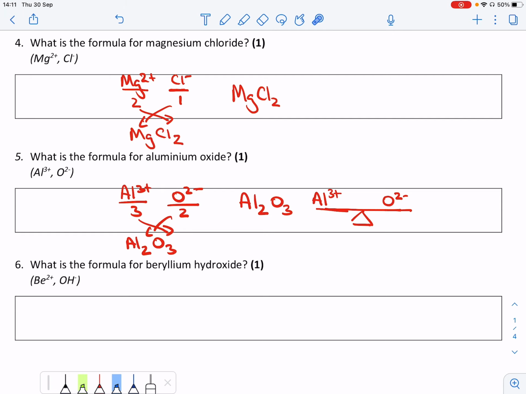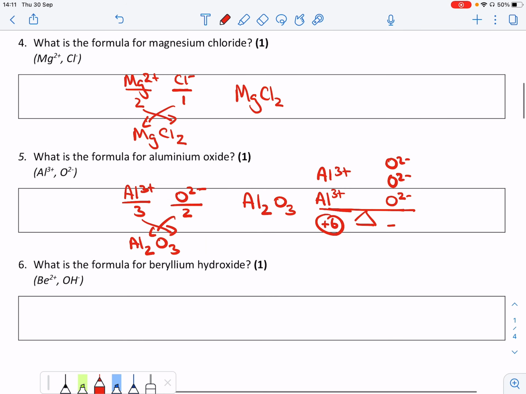So in order to make this work, I'm going to look at these numbers here, 2 and 3, and they would have a common factor of 6. If I make this 6, this side here is a total of plus 6 charge. If I do the same on this side, O2-, O2-, O2- gives me a minus 6. Therefore, they cancel each other and become 0. So what have I got here? 2 aluminiums, and 1, 2, 3 oxygens, so O3. So we get the formula either way.